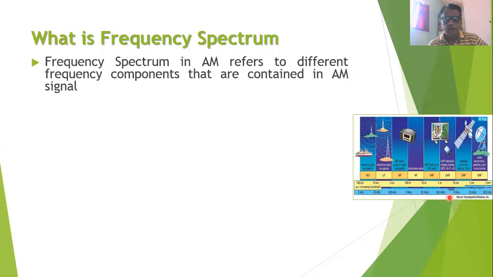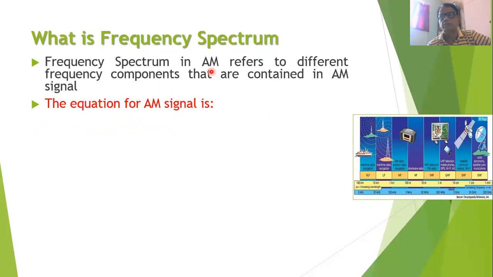So you will find that different frequency ranges are allocated depending upon the type of the application. As far as amplitude modulation is concerned, the frequency spectrum in AM refers to the different frequency components that are contained in the amplitude modulated signal.